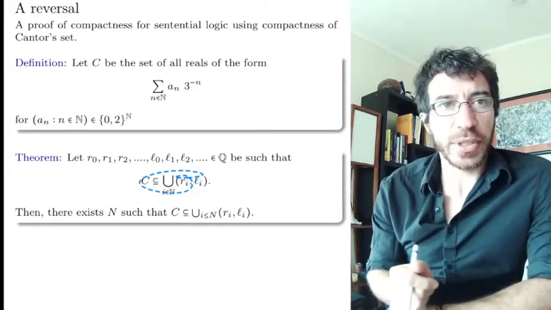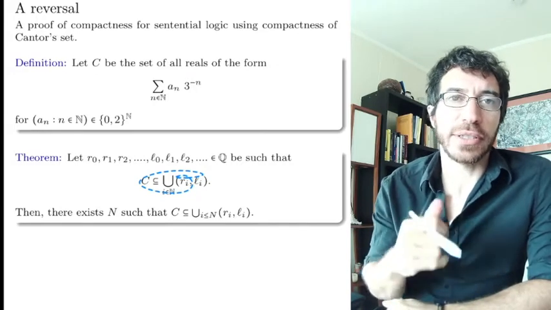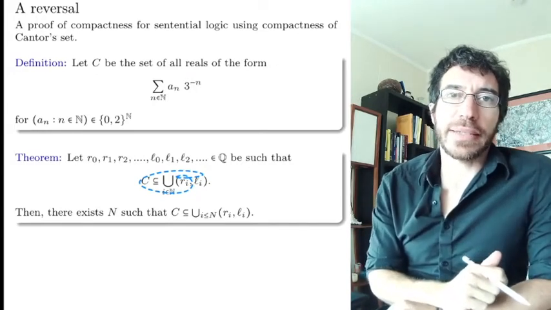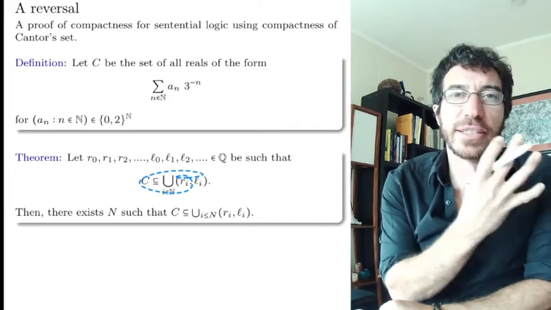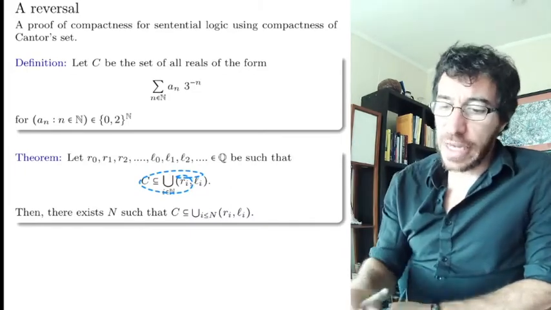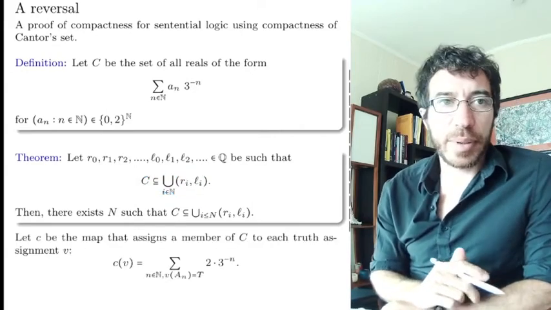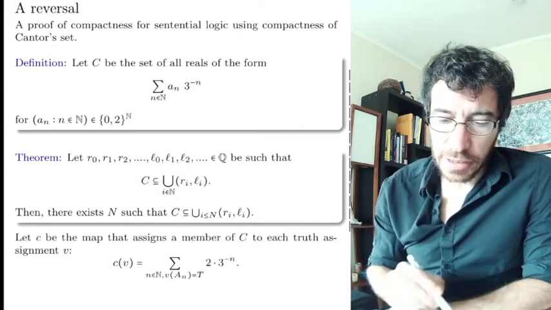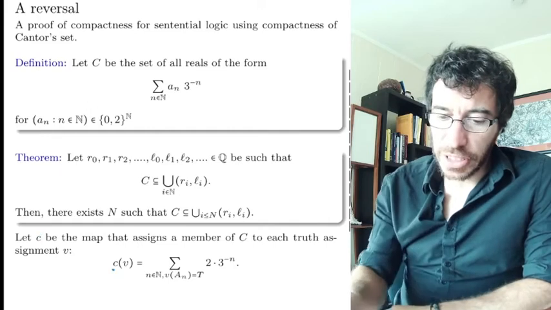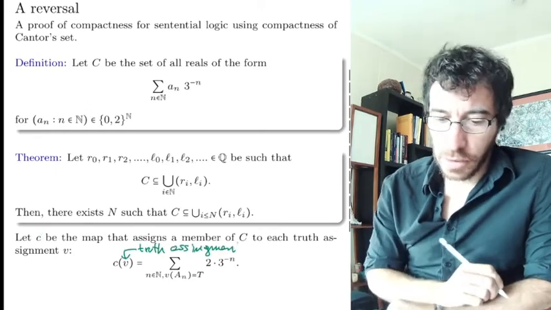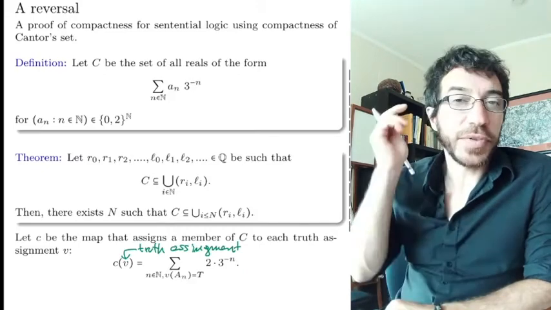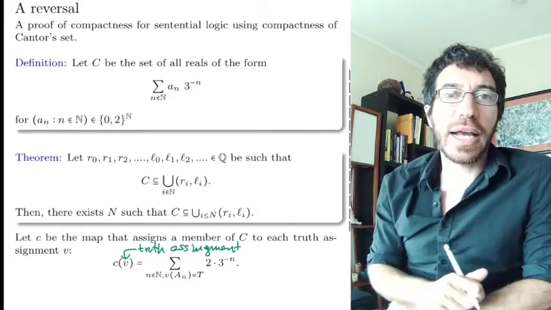Okay, so we're going to use this one directly. We're going to use the compactness of the Cantor set to prove the compactness of sentential logic. So what is the connection? How are we going to connect the Cantor set and sentential logic? The connection comes from this map. We're going to define the map C, and what it does is take a truth assignment V and assign to V an element of the Cantor set.